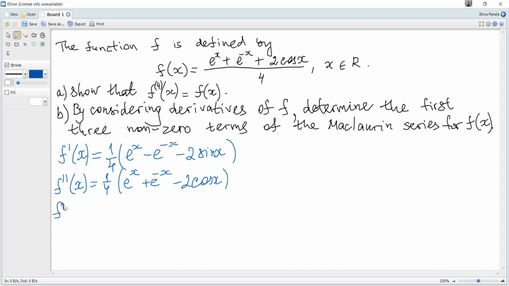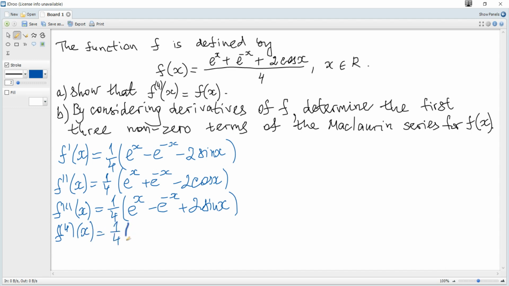The third derivative is 1 over 4, e to the power of x minus e to the negative x plus 2 sine x. And the fourth derivative is 1 over 4, e to the power of x plus e to the negative x plus 2 cosine x, and we can see that it is equal to f of x, as required.